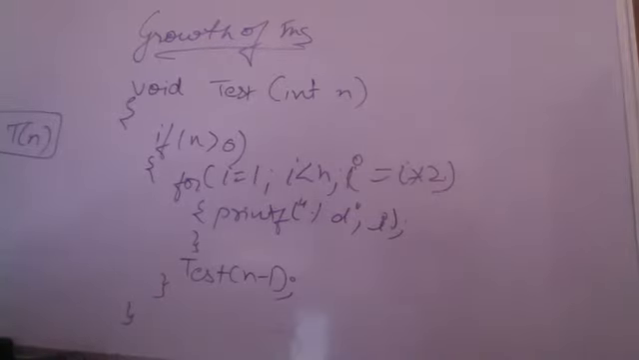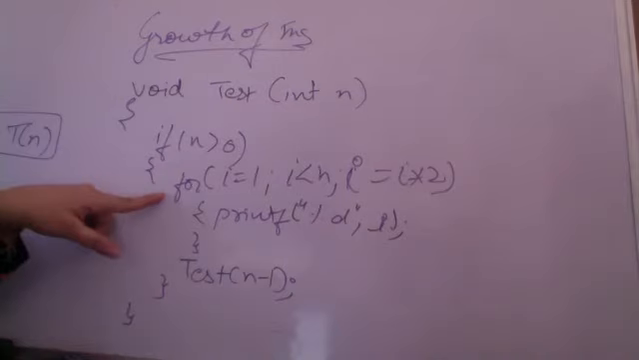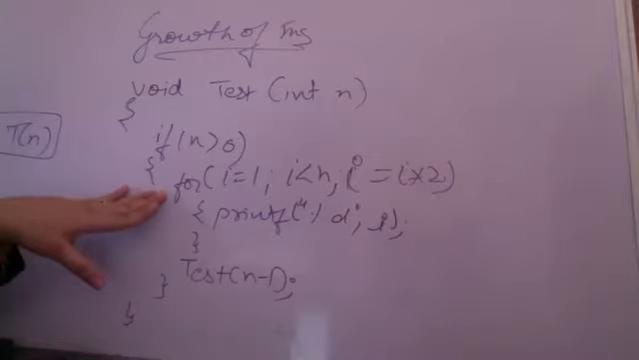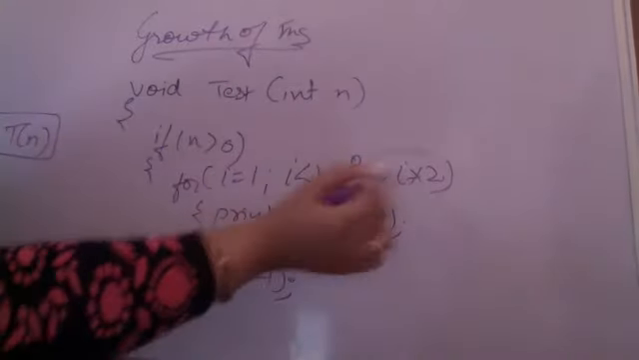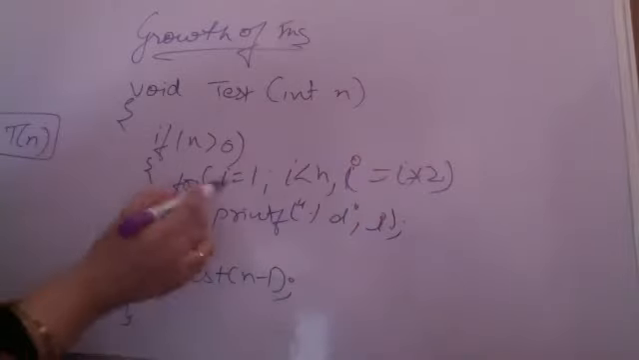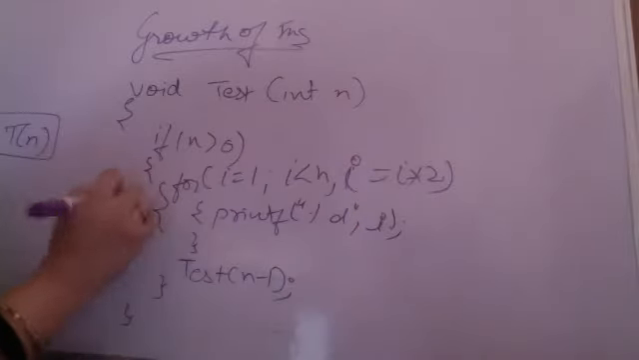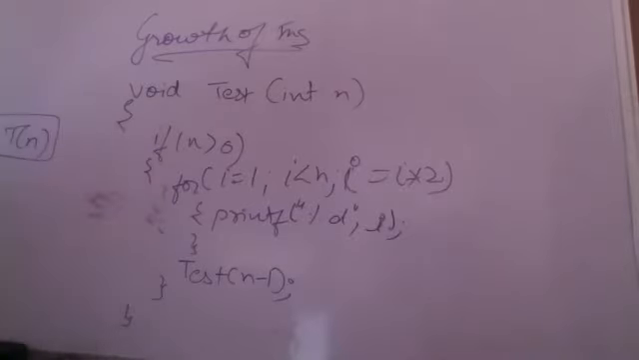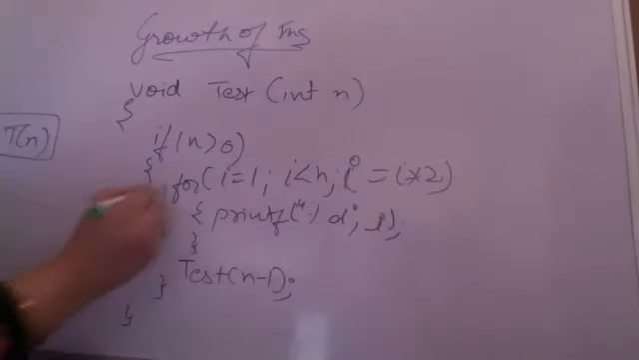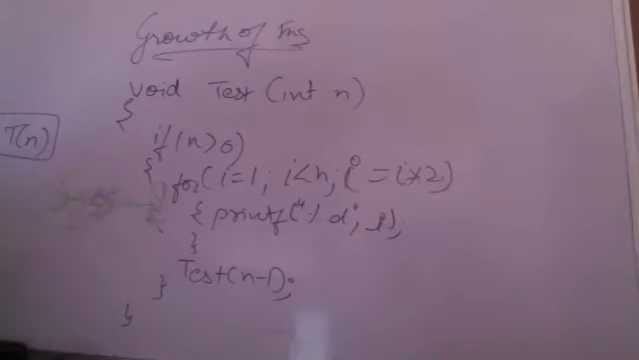So how many times is the for loop running? Log n. All of you agree to log n? Since it is i into 2 into 2 into 2, the loop is going to run for log n times. This loop is going to run for log n times. Is this visible?